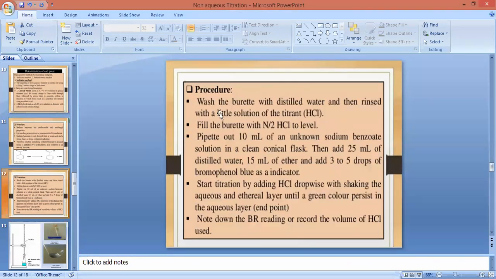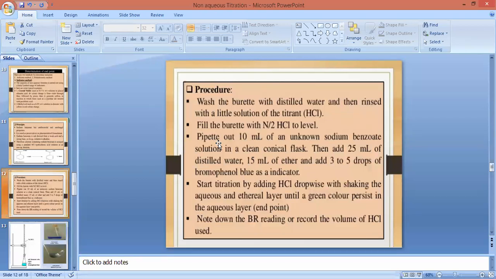Firstly, we are going to wash the burette with distilled water. Then we are going to rinse it with a little solution of the titrant. The titrant used in the estimation of sodium benzoate is HCl. Next, we are going to fill the burette up to the 50 ml marking with the standard solution of HCl. Next, we are going to prepare the contents in the conical flask.